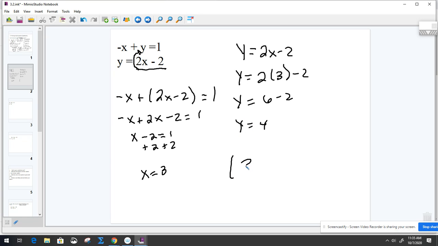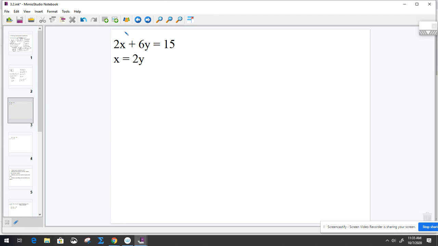The nice thing about all of these problems, I could go back and plug them in. If I plugged in 3 for x and 4 for y, I would get negative 3 plus 4, which is 1, equals 1. I will always get the left side equal to the right side. So you can always go back and check these problems, okay? Let's go ahead and do one more substitution.